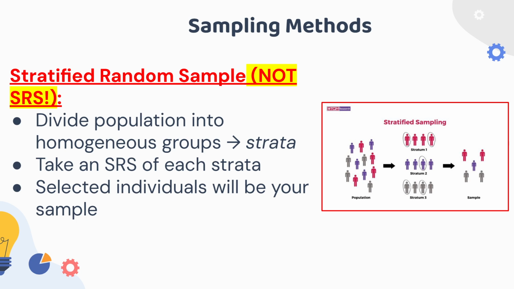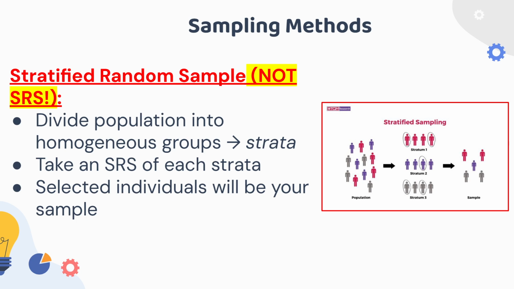So what you do is you divide the population into homogeneous groups. So you divide them into similar groups. In each group, they have a similar characteristic you base them off of, like for example, height or weight. So everyone in that group has a similar characteristic, but across each group, they're different. So you call these groups strata.